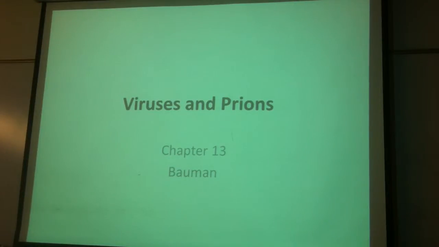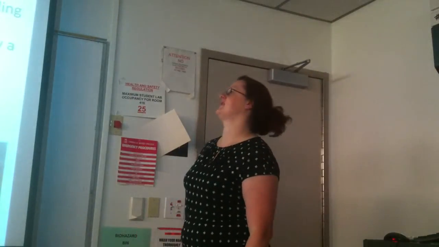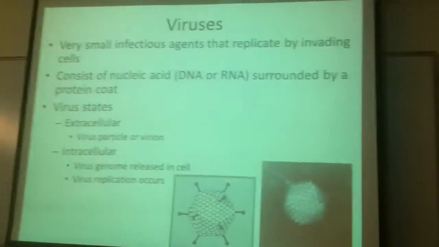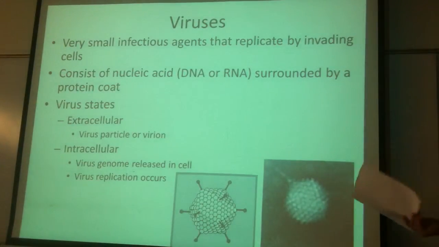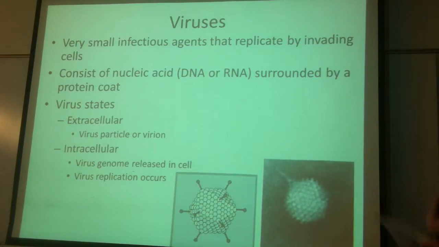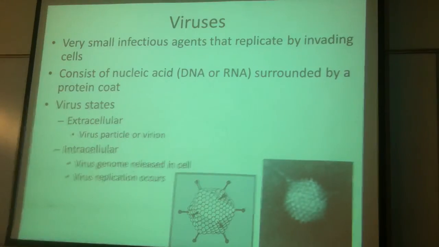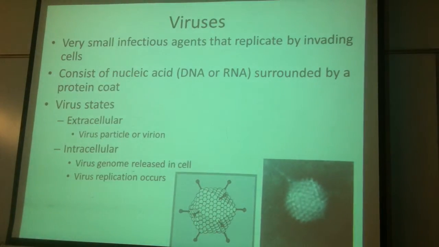Prions, they're kind of entertaining. Okay, viruses, very small infectious agents. They replicate by invading cells. Since they cannot replicate on their own, they don't really have any cellular structures, so they're not considered alive. They consist of nucleic acids surrounded by some kind of protein coat to protect them.